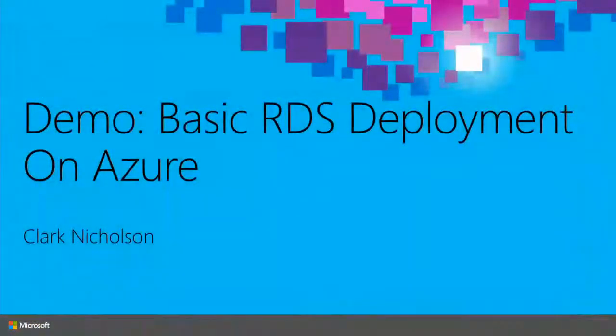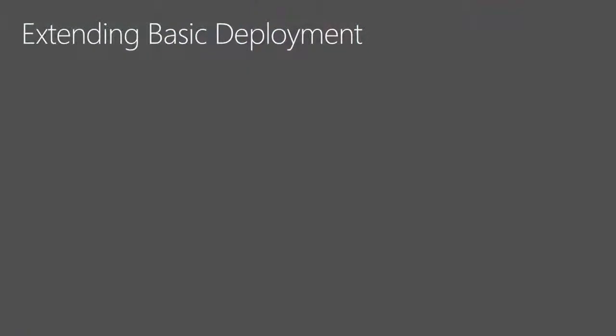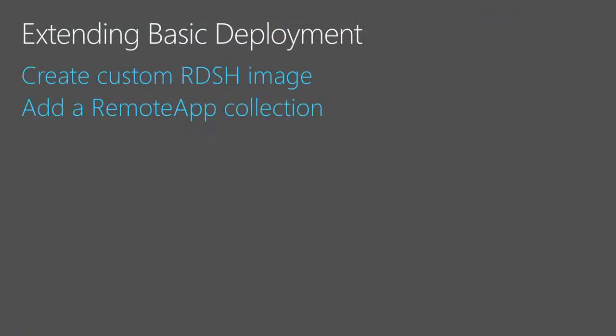All right, so let's keep going now. That was the basic deployment. Now you probably noticed that the desktop you saw there looked a whole heck of a lot like a server desktop, which is probably not what you want to give to your users in a small business, because they're probably not familiar with Server Manager and PowerShell. And so typically the first thing you're going to want to do is start extending this basic deployment by creating a custom RDSH image, right? Skinning it, making it look like client, installing the apps that you want, and so forth.